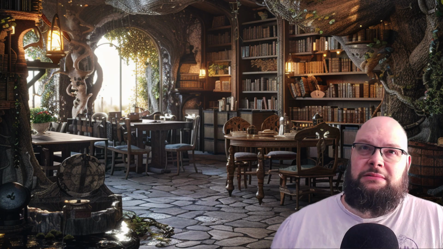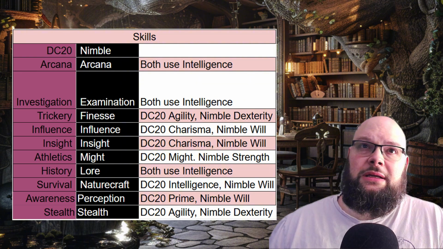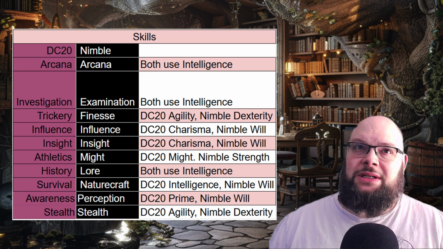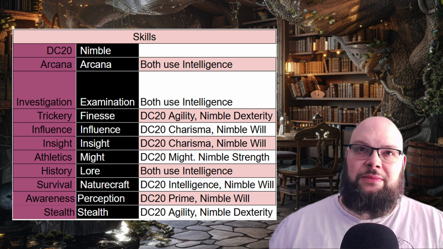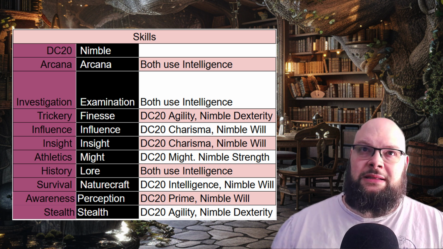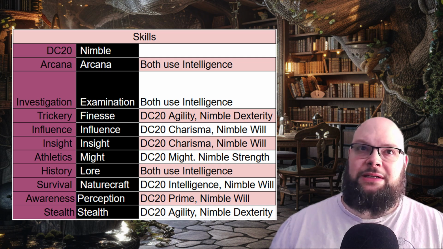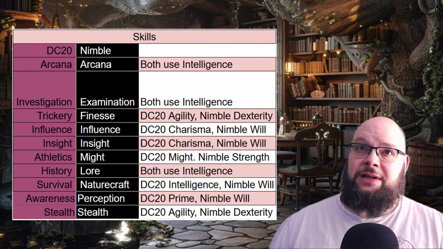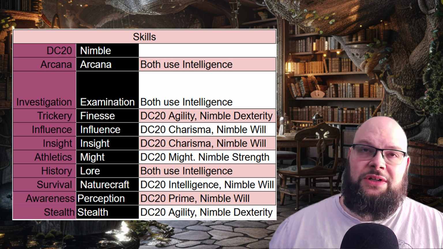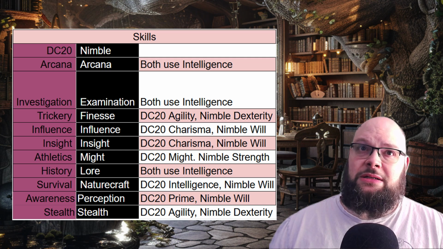The next thing to look at is going to be skills. Now, I will say up front that these are not all of the skills in DC20, but they are all of the skills from Nimble. So the closest comparison really was to just take Nimble's skills and see how they compared to DC20's skills. When we look at it, both systems have Arcana and they both use intelligence, so therefore should function relatively the same. Nimble has examination, which would be the equivalent of DC20's investigation, both using intelligence.